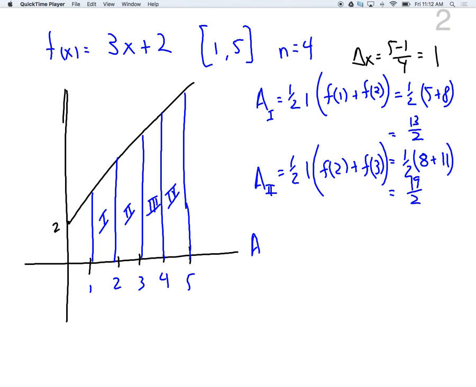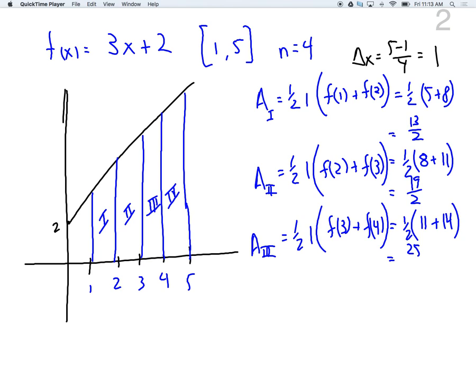All right, area of part 3, 1/2 times f of 3 plus f of 4. F of 3 I did up here, which is 11. Now I need f of 4, which would be 14. 25 halves. And so you start to see the repetition here, and hopefully, I think it's easier to visualize doing this than it is trying to plug into some formula.